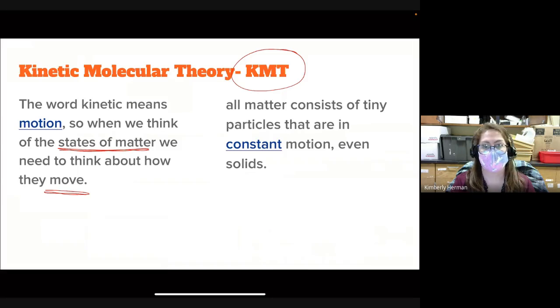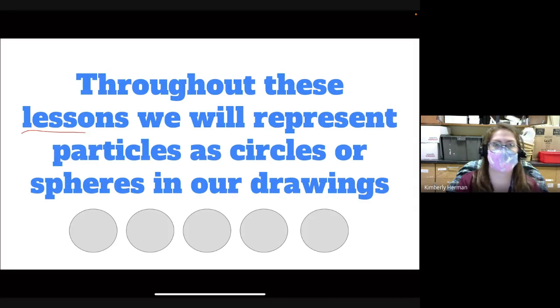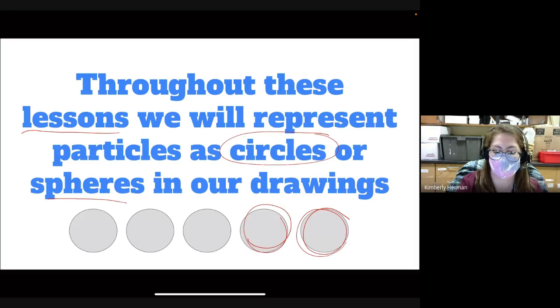All matter consists of tiny particles that are in constant motion, even solids, as we're going to find out in each of our lessons. So we're going to focus on each state of matter. There'll be a video for solids, liquids, and gases, and then we'll combine them all together for a phase diagram. Throughout all these lessons, whether we're talking about solids, liquids, or gases, we're going to represent them as circles or spheres if we're talking in the 3D model. So whenever I'm drawing diagrams, we're going to represent it as our circles.